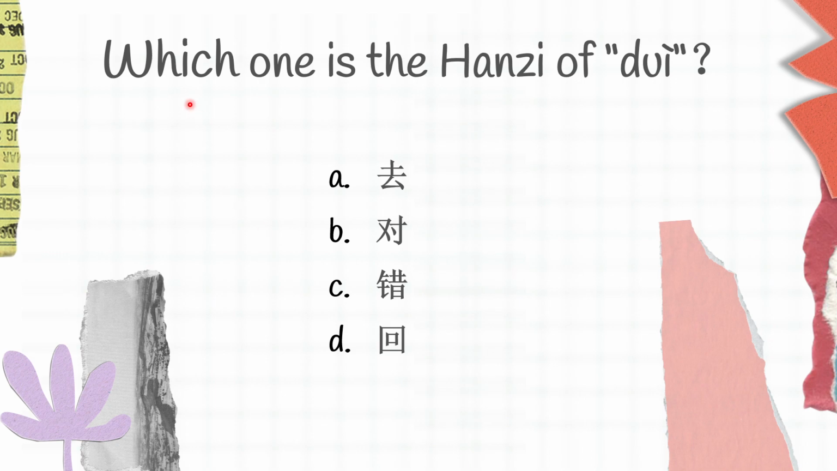The next one here: which one is the Hanzi of Dui? If you guys cannot remember, it doesn't matter. Just try to guess first and you might get the right answer. A is 去, B is 对, C is 做, and D is 回. So 对 here is B.